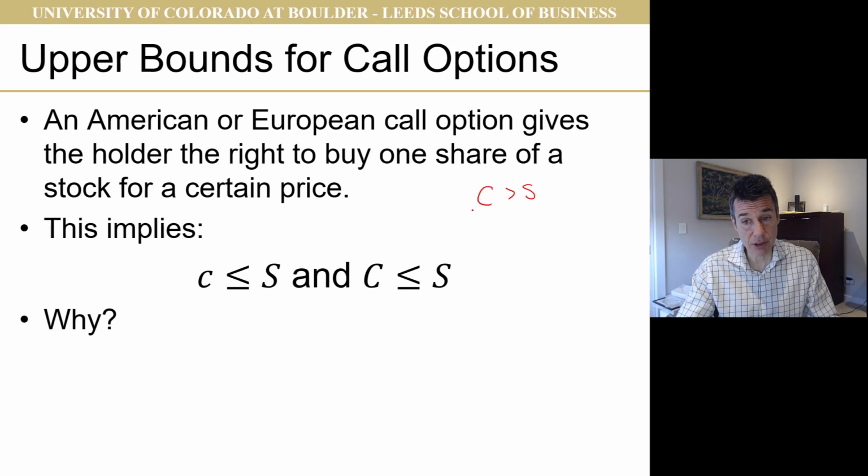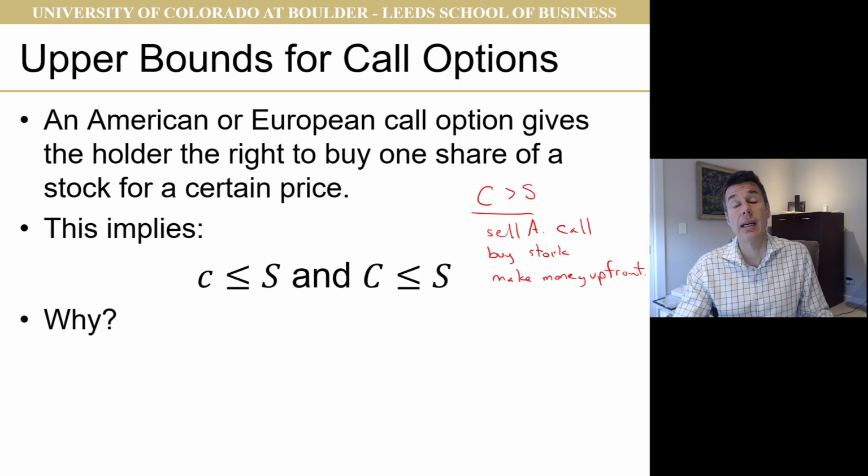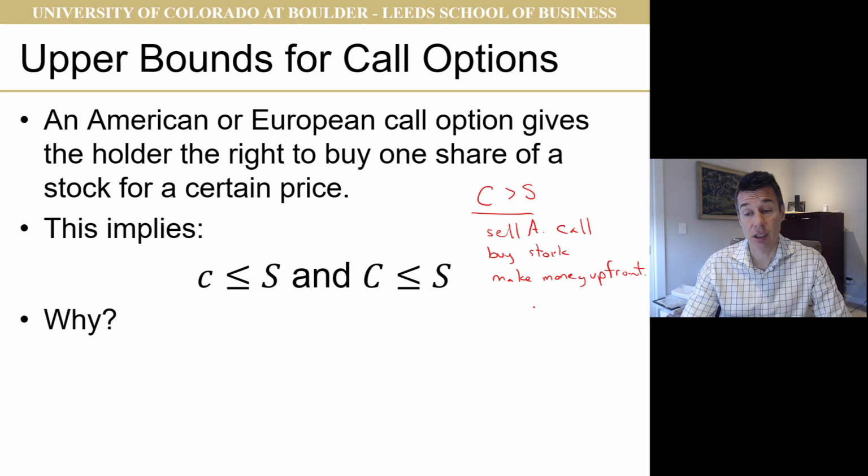Well, same principle as before: buy the cheap thing, sell the expensive thing. So we sell the American call and we buy the stock. And again, we make money up front. Now let's think about what happens. There are two possibilities. Possibility one is that the American call is exercised at some point during the life. Somebody else exercises, they pay us the strike, and they buy the stock from us. Well, that's okay for us because we own the stock. So we give them the stock, they give us the strike, we make more money.